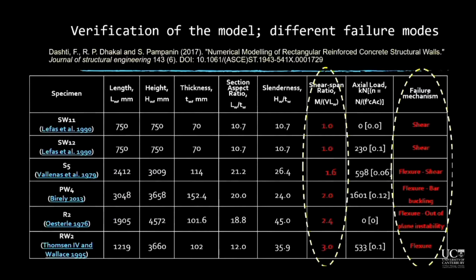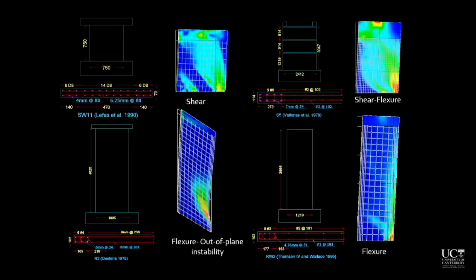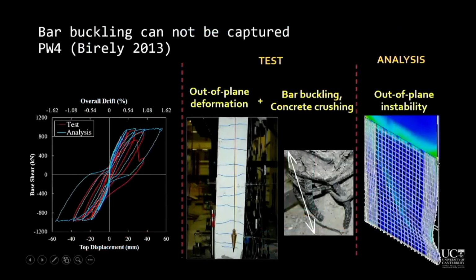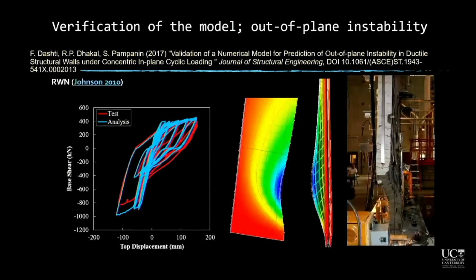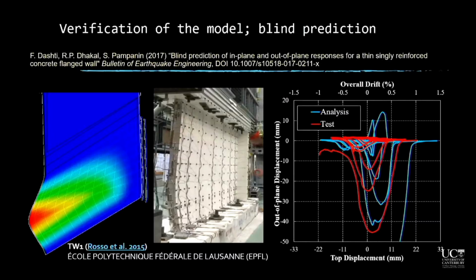To verify the model, we used experimental results of wall specimens that had different shear span ratios and therefore different failure modes. The model could capture most of the failure modes observed in the experiment, except for bar buckling at the base, which could not be successfully captured. As you can see in this plot, the strength degradation observed in the experiment was not captured by the model. However, the out-of-plane deformation and instability was well predicted. For further verification, we used test results of specimens that had out-of-plane instability as the main failure mechanism. On top of this, we used this model in a blind prediction practice and predicted the response of a singly reinforced wall specimen that was tested in Switzerland.